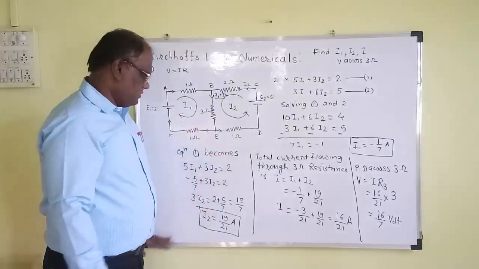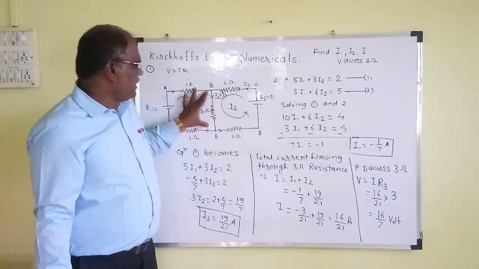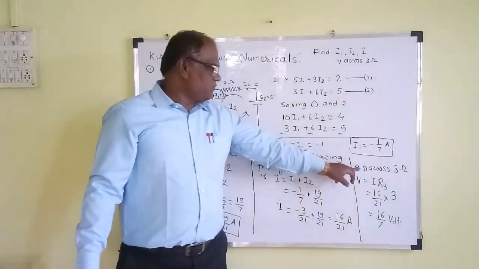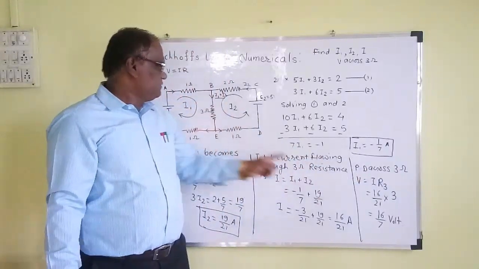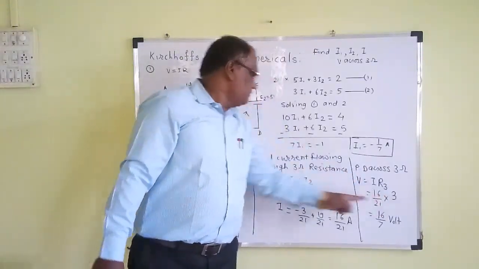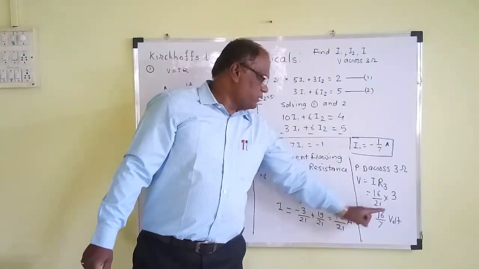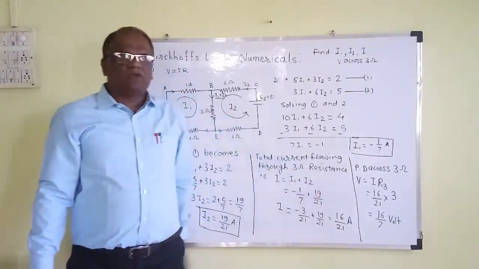I1, I2 and total current I. If you have to find potential difference across this resistance, it would be V is equal to current multiplied by resistance. The value of resistance is 3. Total current 16 by 21. Thus total potential difference across this resistance is 16 by 7 volt.